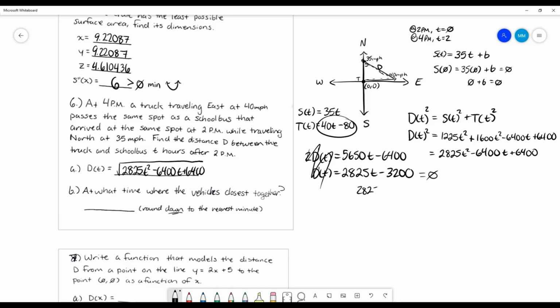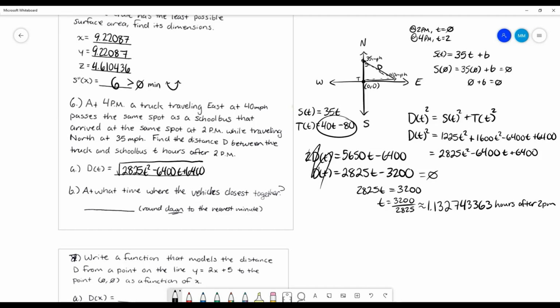So I get this. Now t equals that. And let's see if that comes out to be a pretty or an ugly number. And it's an ugly number. So that's 1.132743363, and that's going to be hours, right? It's going to be hours after 2 p.m. is when they're closest together.